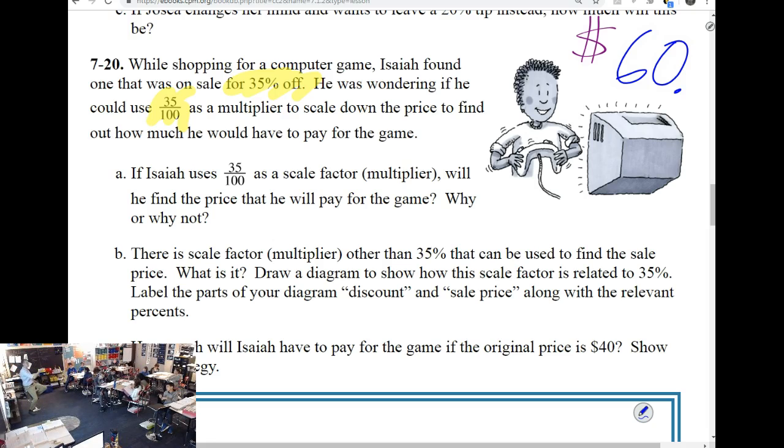But they know that's expensive, right? Stores do this on purpose. They jack up the price so they can say, look, we're on sale. So your group, I would suggest using the George method. Your group needs to figure out what the sale price of this game is when it is 35% off.